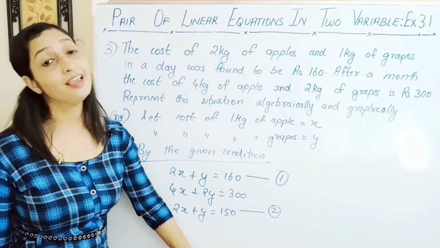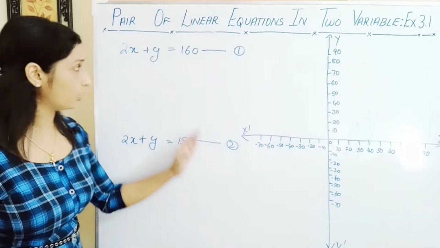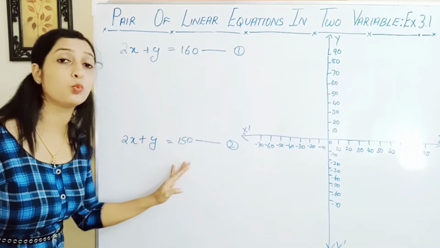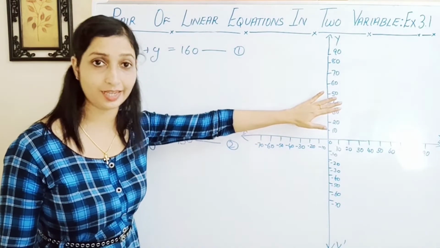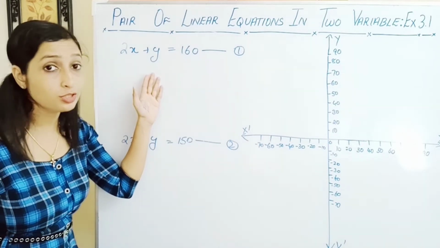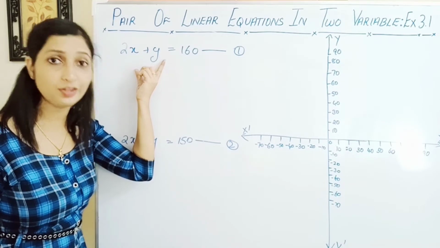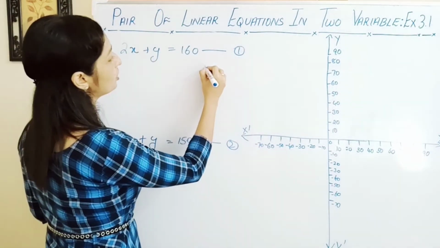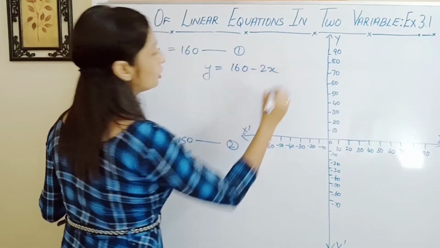Now let us find the graphical representation. So now I have written down both the equations, which are 2x plus y is equal to 160 and 2x plus y is equal to 150. To represent this situation graphically, what do you do first? You derive the solution set first. For the solution set, you have to rearrange the given equation in terms of y is equal to. So let's rearrange. You get y is equal to 160 minus 2x.